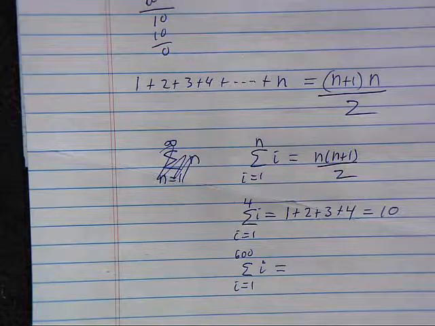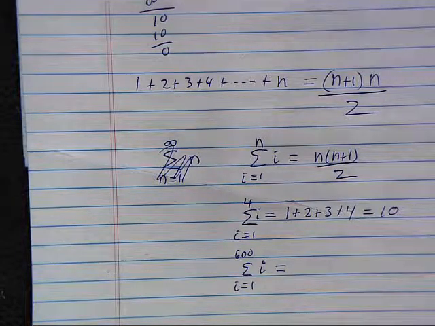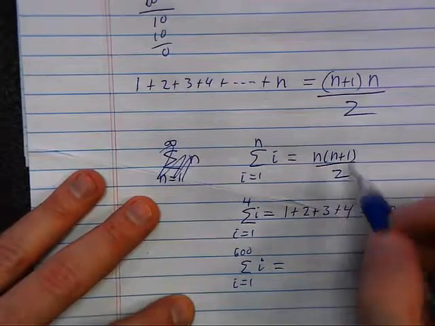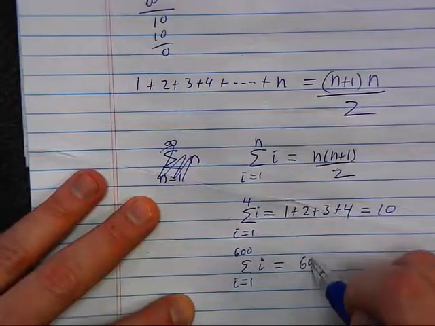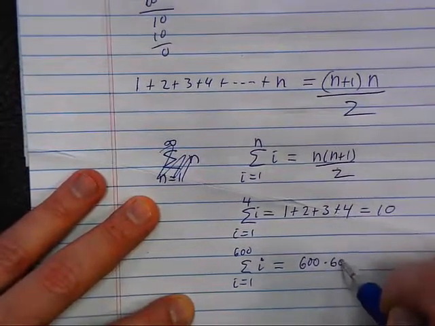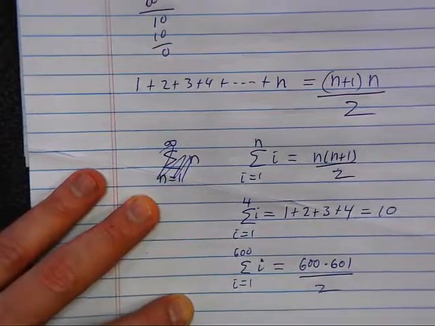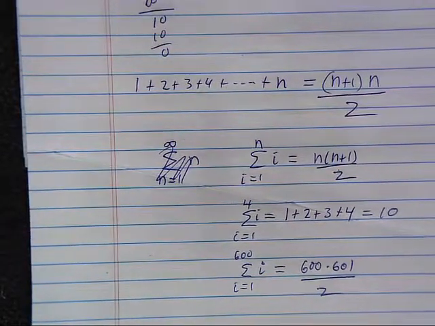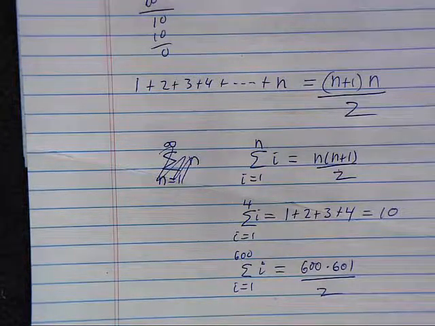The easy way, it means 1 plus 2 plus 3 plus 4 all the way to 600, but you're right, the easy way to do it is, according to this formula, it's 600 times 601 divided by 2. So you see what we're developing here? We're developing shortcut ways for adding up a whole bunch of numbers.